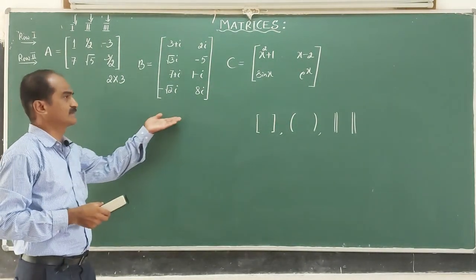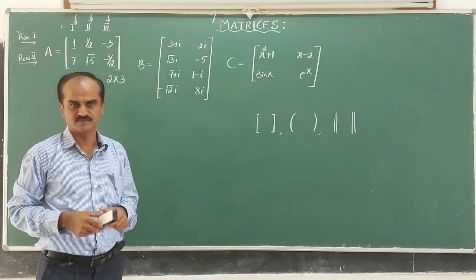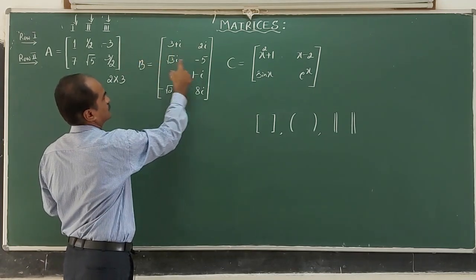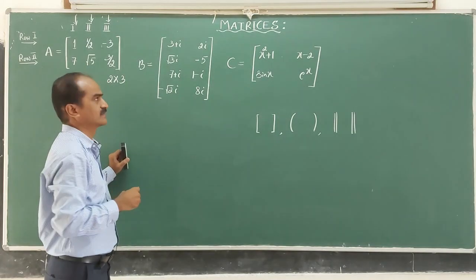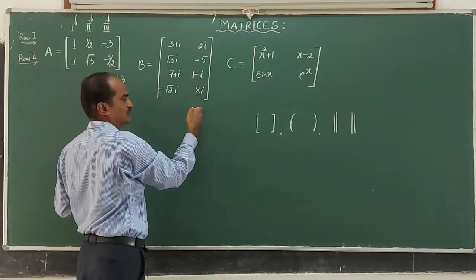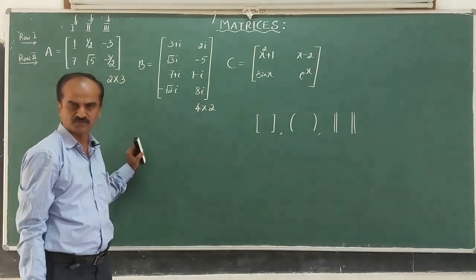Okay, now come to this matrix. What is the order of this matrix? Simply count the number of rows and columns. How many rows are there? 1, 2, 3, 4. 4 rows are there. How many columns? Column number 1, 2. So therefore, the order of this matrix is 4 by 2.